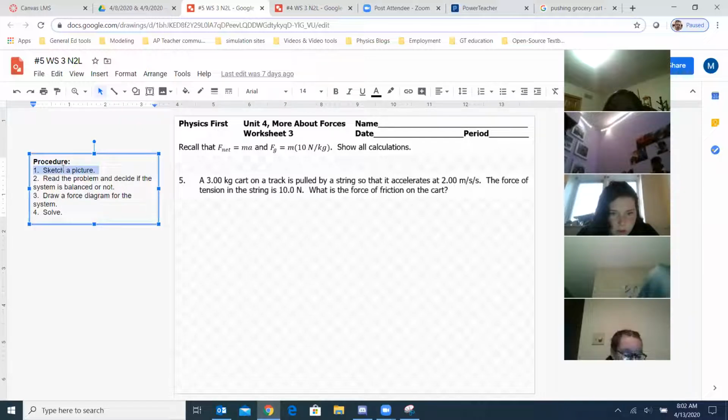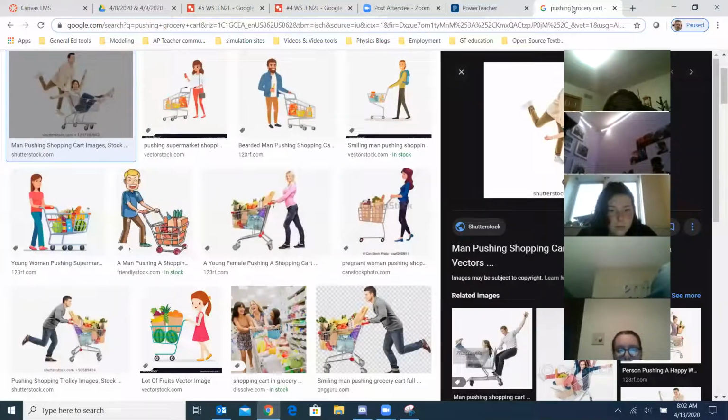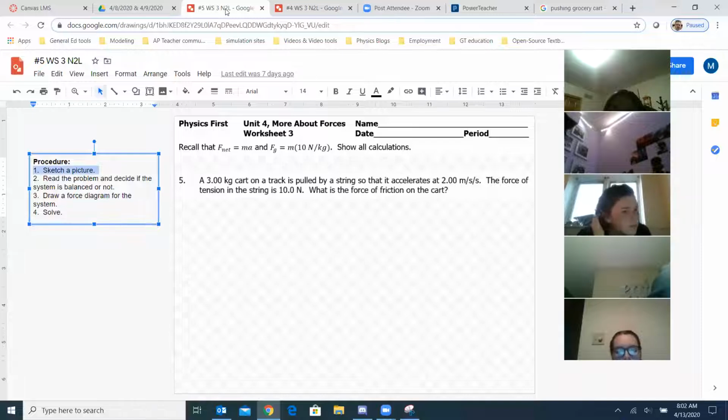There's a cart that's on this track, kind of like we've done in class before. And there's a string on it that's pulling it, okay? So what I'd like you to do is sketch a picture. And if you want to go to the web, kind of like I did, and find some kind of cart on a track or something, you could do that. And then you want to figure out if it's balanced or not. Then you want to draw your force diagram and then solve it. So how about I give you about 5 minutes, okay? So try for 5 minutes.